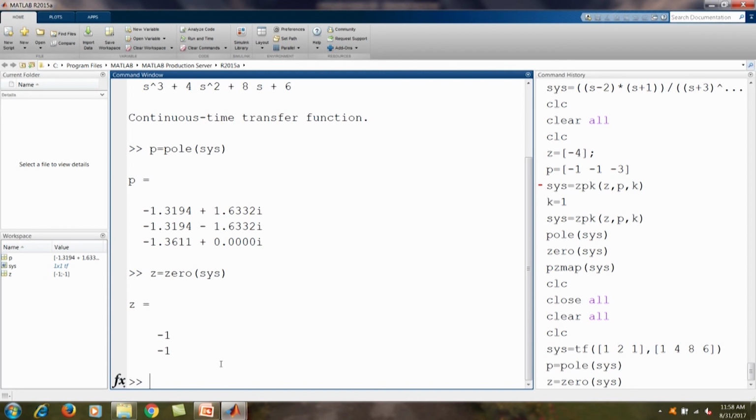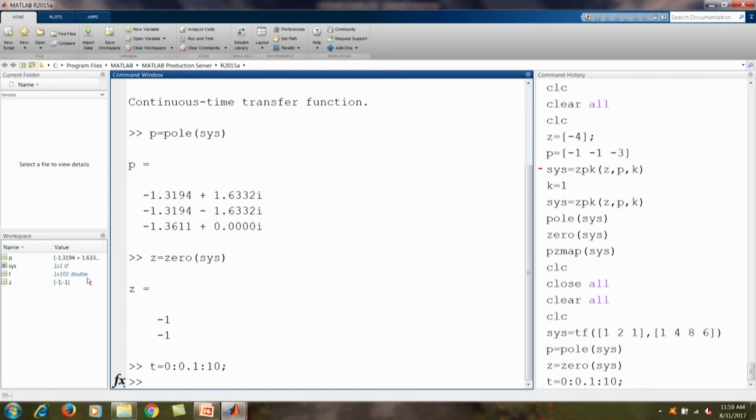Now we define the time between 0 to 10. In MATLAB we have to give some time interval and discretize the time. So t equal to 0 to 10, but we have to give the increment interval, that is 0.1. So 0 to 0.1 to 10. This is the time we have given, so there is a vector t we have already created.